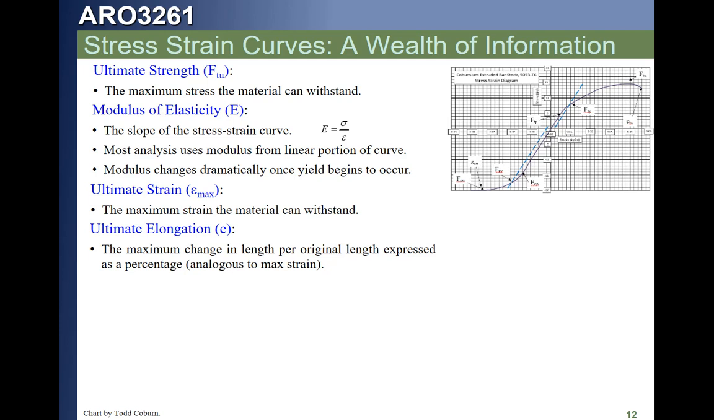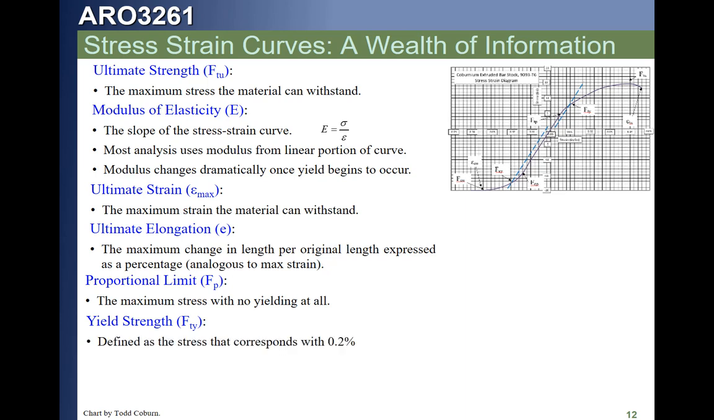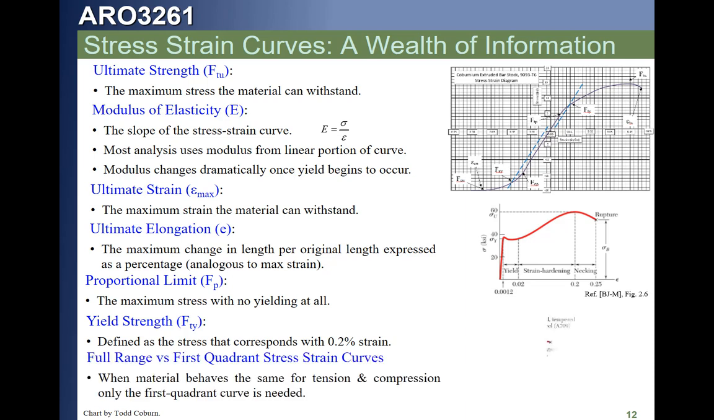Got it? Proportional limit is where we deviate from linear to nonlinear behavior. The yield strength, we talked about how we define that by just shifting the original modulus slope through the 0.2% strain. This is a typical, looks like a steel because we have a definite yield point. And we talked about the full range versus the first quadrant stress strain curves. Full range is the one shown above where we see everything, both the tension and compression behavior. First quadrant, we're just looking at one of those quadrants. Got it?